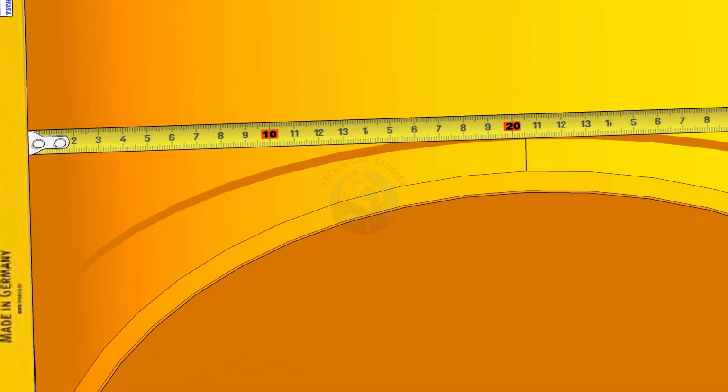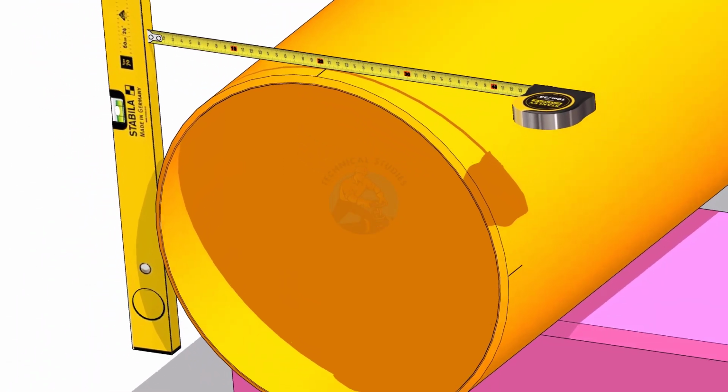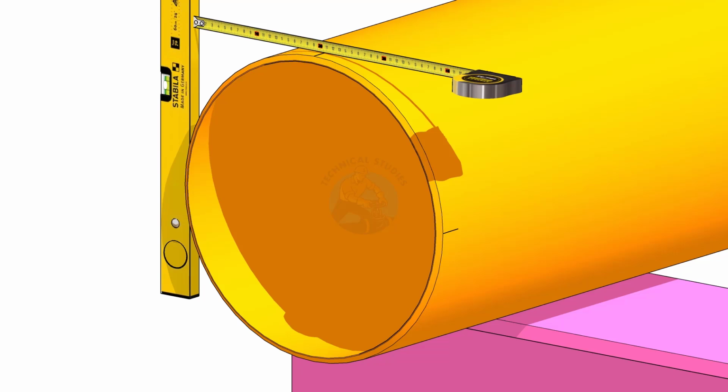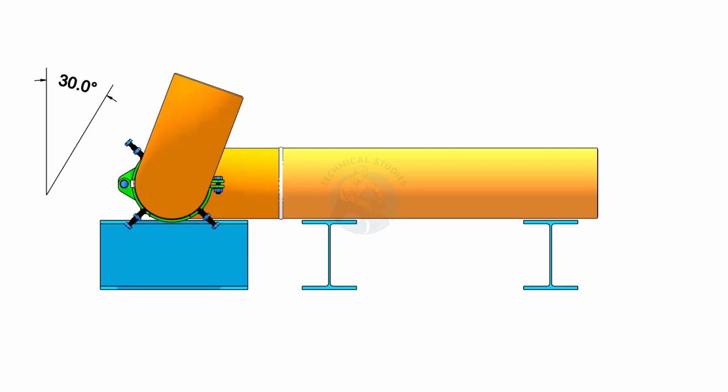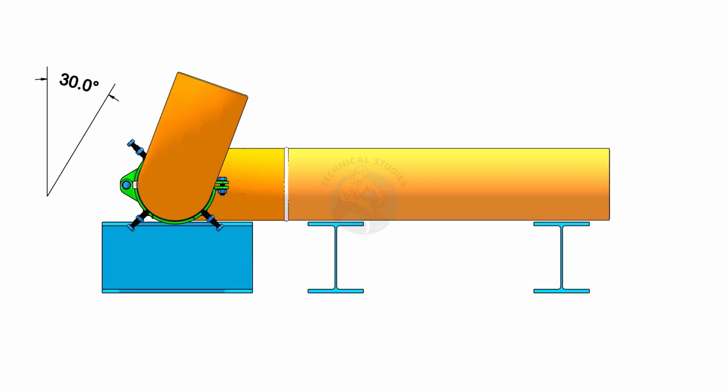For better accuracy, it's good practice to mark for quarters around the pipe. This method works for any rotation angle, the process stays the same. Let's say we want to rotate the elbow by 30 degrees clockwise.